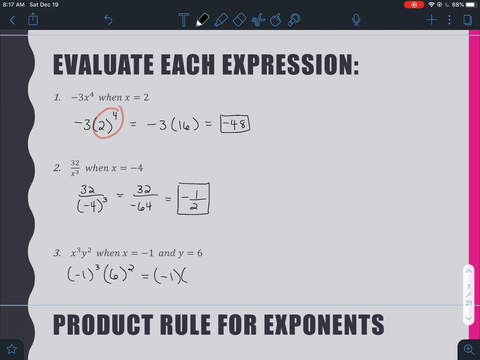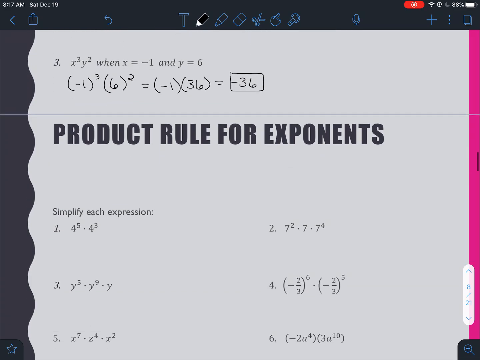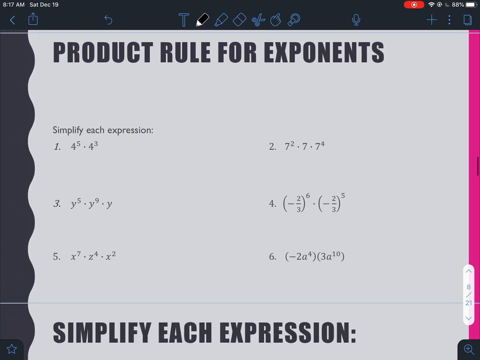Negative 1 times negative 1 times negative 1 is negative 1. 6 squared is 36. So this is going to be negative 1 times 36, which is going to be negative 36. All right. So let's talk about different rules for exponents.